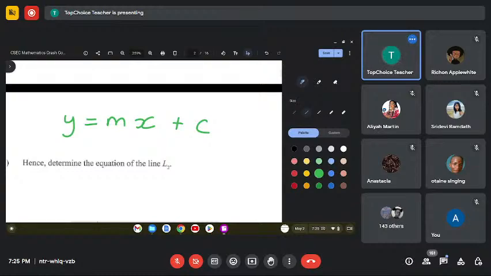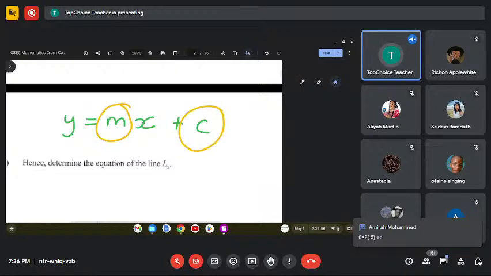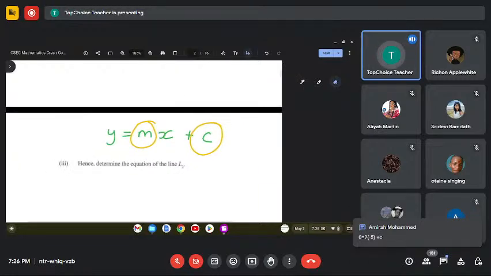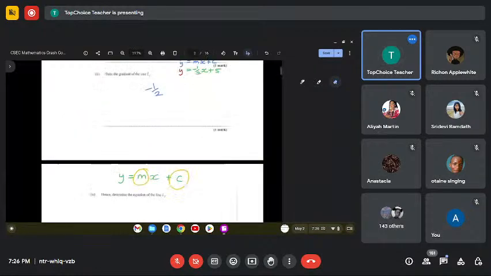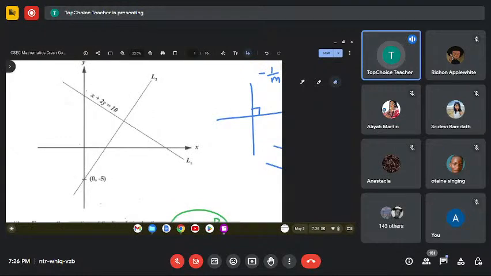Right, so in order to get the equation of line L2, we need two things. We need the gradient of L2 and the y-intercept. You all agree with that? That's the two things we need. The gradient and the y-intercept. How can we find the gradient of L2? We know that L2 is perpendicular to L1, and we know the gradient of L1.